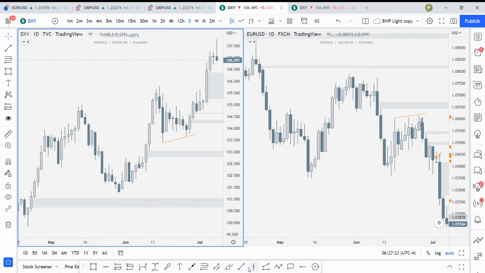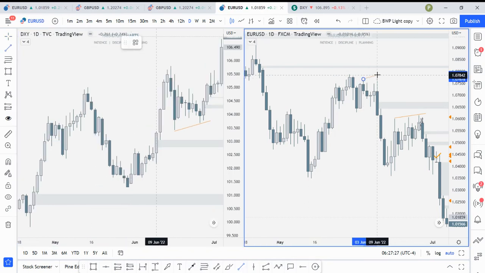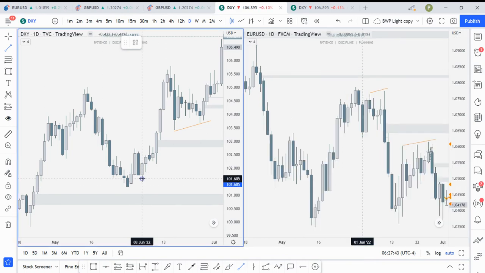Right here, you can see here, euro is making a higher high. This is the daily time frame. Higher high, while you can see, just place your cursor. Look at this low here. This low corresponds to that high right there.